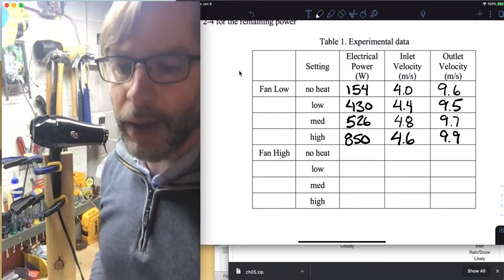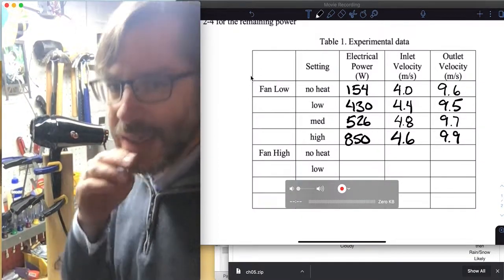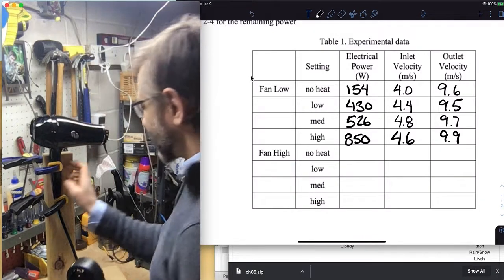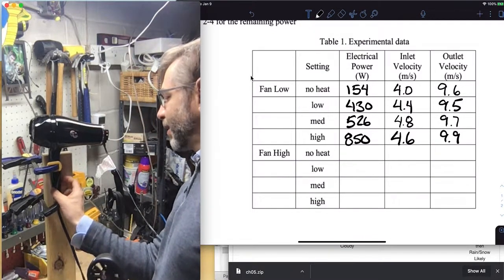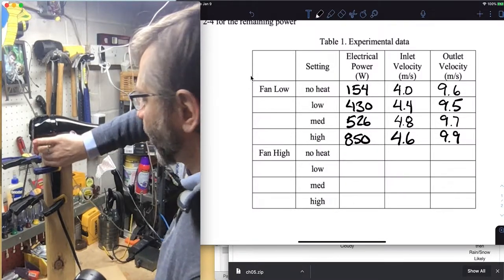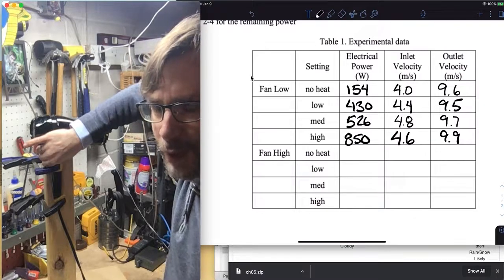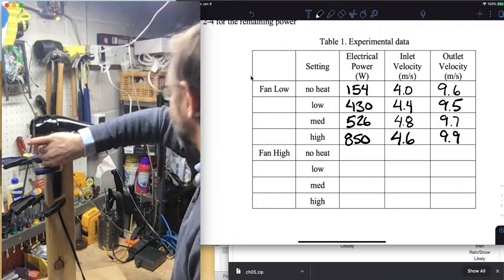Now let's go ahead and move on to the highest settings. We might as well just get all these done while we're here, so we have all the data we need. So I'm going to go to the higher setting. I'm going to cool it down by pressing the button. It's going to be a little tricky here since I have limited hands.